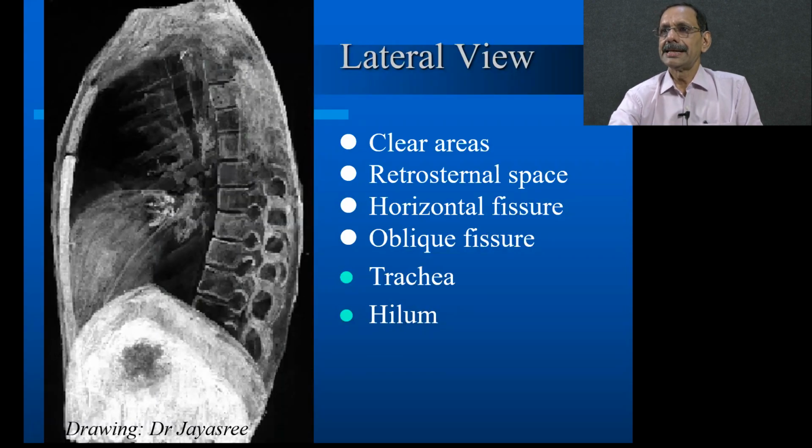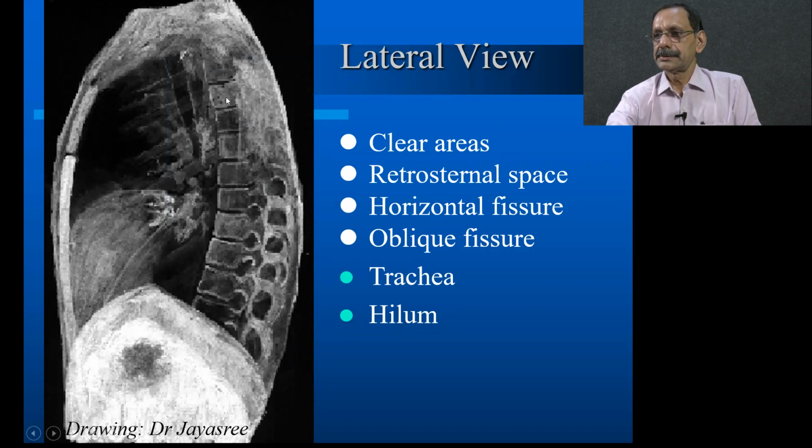Drawing of the lateral view, just to show how to read the lateral view. There are two clear areas in lateral view. One is above the heart, and one is below the heart. These two areas must be clear. And there is a retrosternal space also, that should not be filled up. Now there is a horizontal fissure here, there is an oblique fissure here going down like this, and the area between these two is the middle lobe, and this is the trachea, and the hilum is somewhere here.